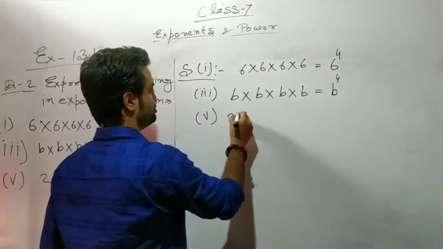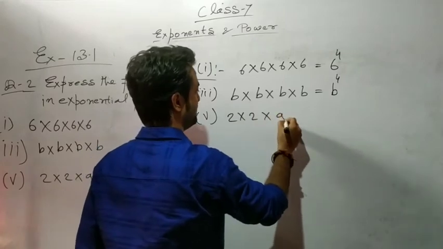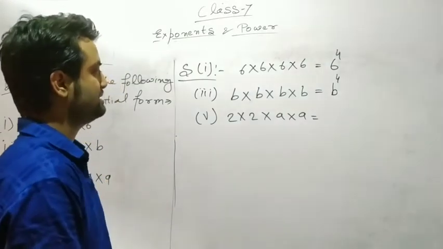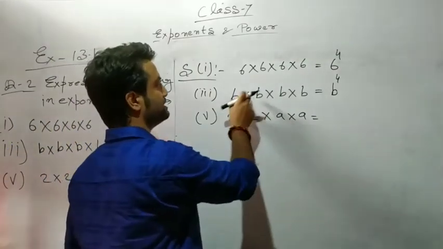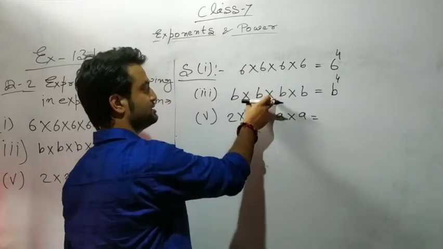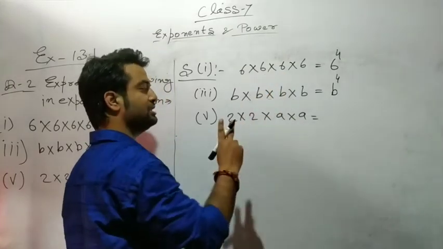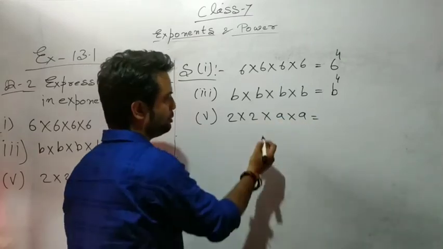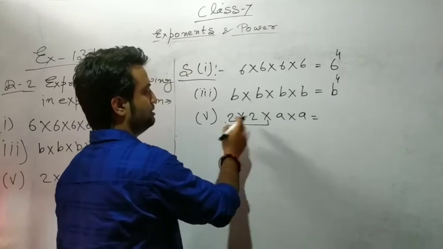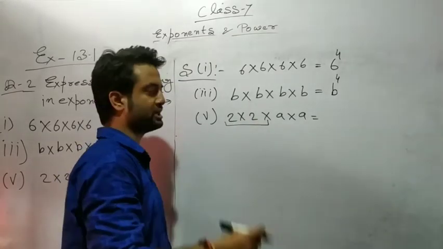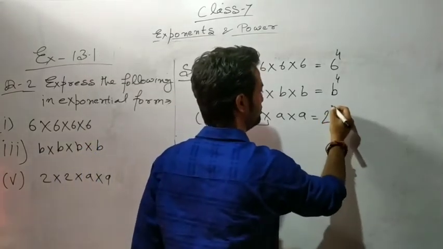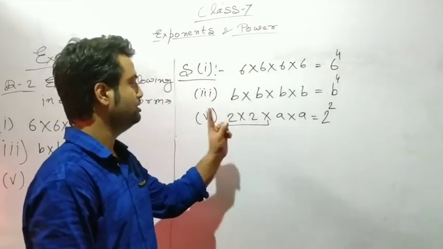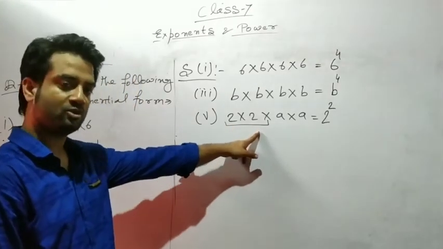Fifth question is 2 into 2 into a into a. Here the same number is not multiplied many times. In first question there is only 6. Second question there is only b. But in this question there will be two bases. One is 2 and one is a. If you look at this part of the question, 2 is multiplied with itself 2 times. So it can be written as 2 raised to the power 2. Okay? Because the base is also 2 and the number of times it is multiplied is also 2.